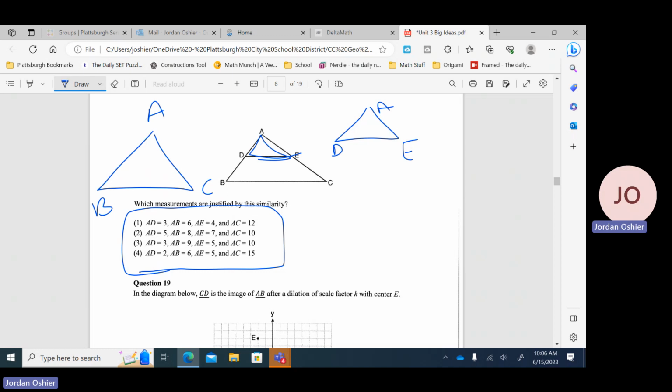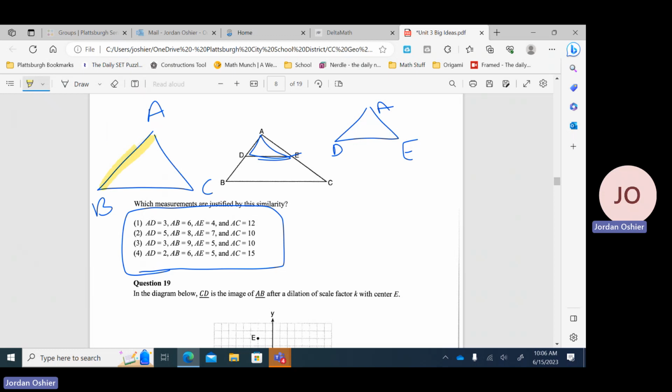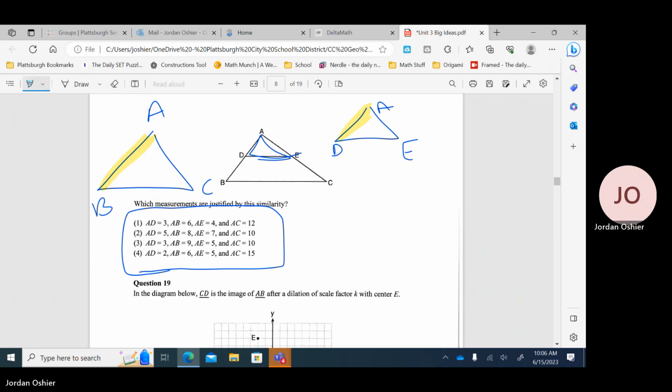Notice in the multiple choice here, it's all the same. AD to AB, AE to AC. There's no difference there. So I'm going to just quickly highlight what it is that I'm looking at. So AB corresponds with AD, and AE and AC. Okay, so those are corresponding sides. So now I really just need to figure out which one is proportional.